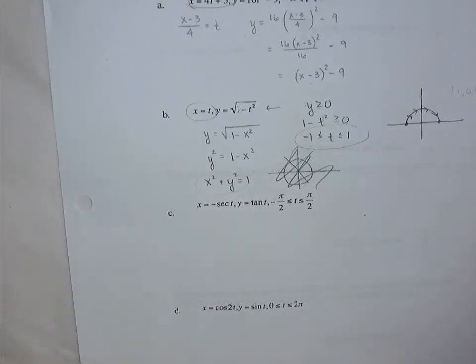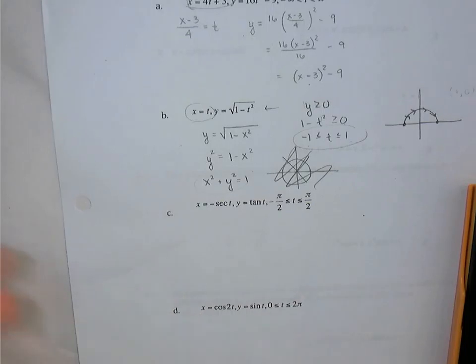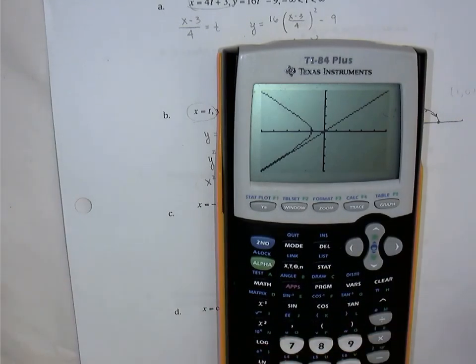For question 1c, I would try to graph this. I'd plug those into my calculator and look at the graph. And you get kind of an interesting graph. In fact, it kind of looks like that hyperbola situation that you had on the problem set.